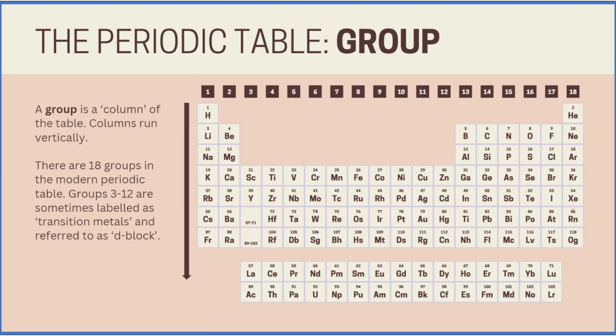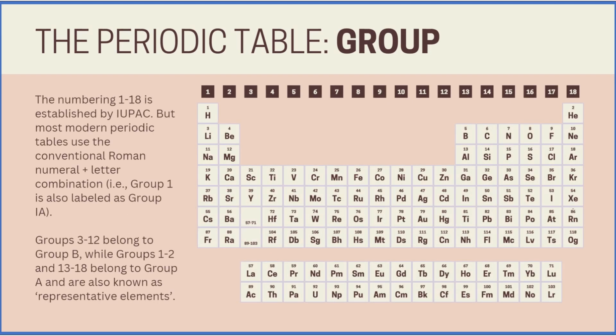Now the periodic table group. A group is a column of the table. Columns run vertically. There are a total of 18 groups in the modern periodic table. You can see there groups 3 to 12. Okay, 3 to 12 are sometimes labeled as transition metals and also referred to as d block elements, from 3 to 12, the middle part of the periodic table. It has a name, that is d block element. We will understand why it is given the d name.